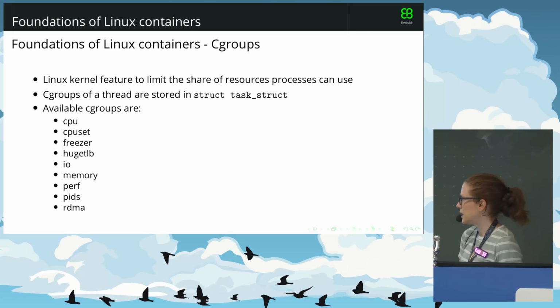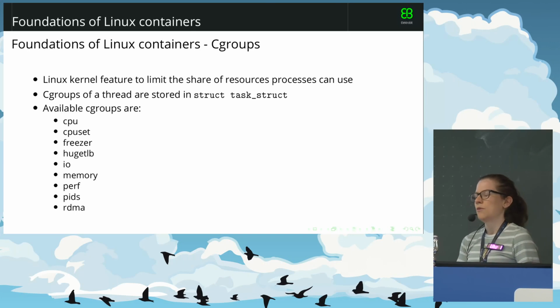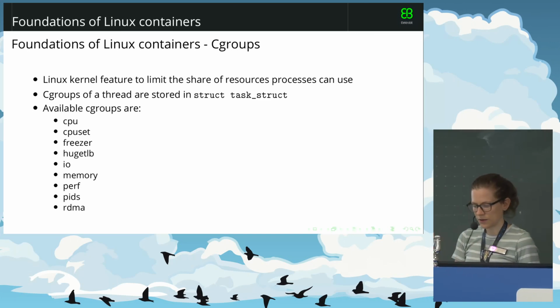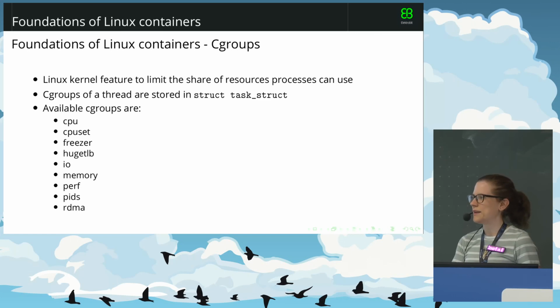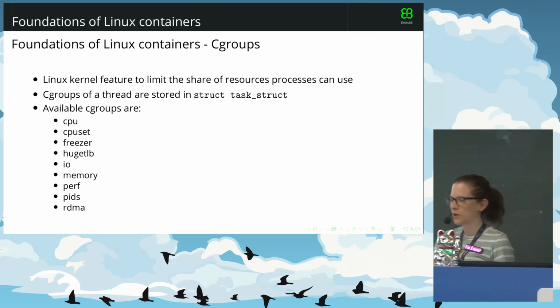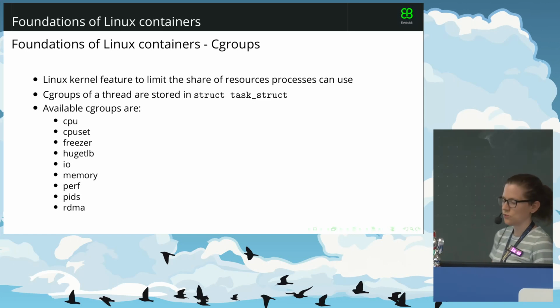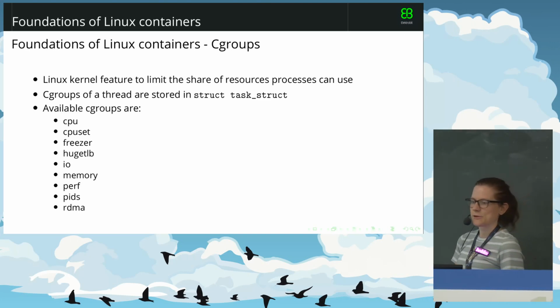With perf event you can allow perf monitoring of processes in the same C group, so maybe you want to restrict that as well due to security considerations. With PIDs you can limit the amount of processes to create. That would defend, I think, already quite a bit against my fork bomb from before. And with RDMA you can limit the access to remote direct memory, maybe also a little bit more exotic and not always in scope.